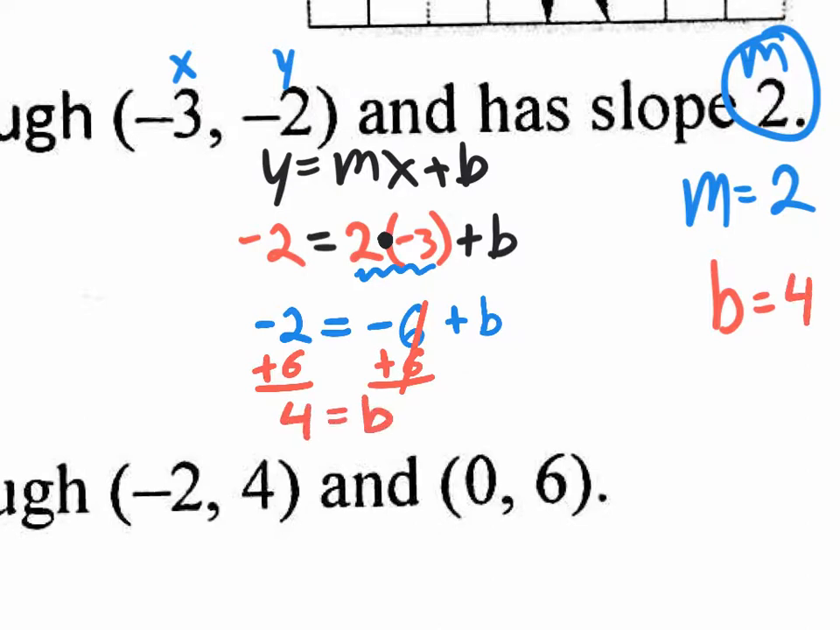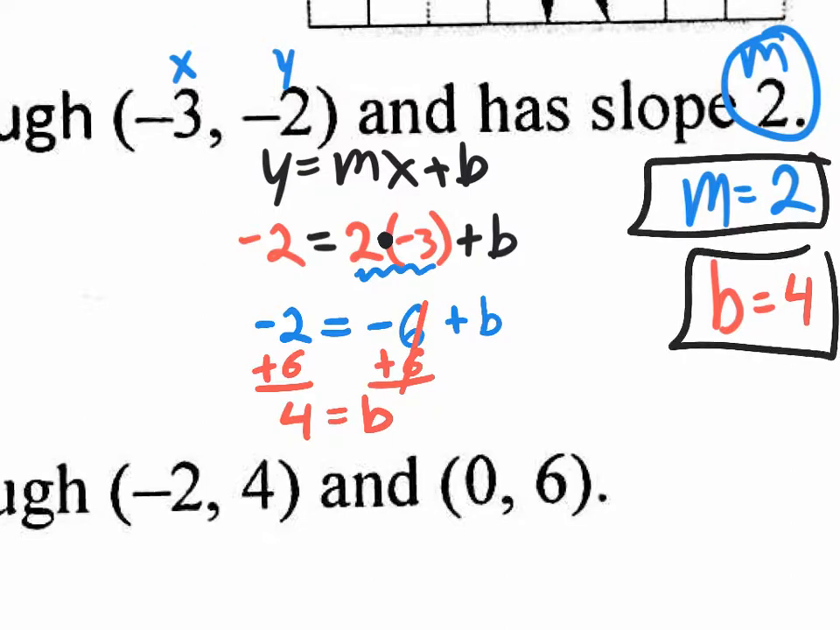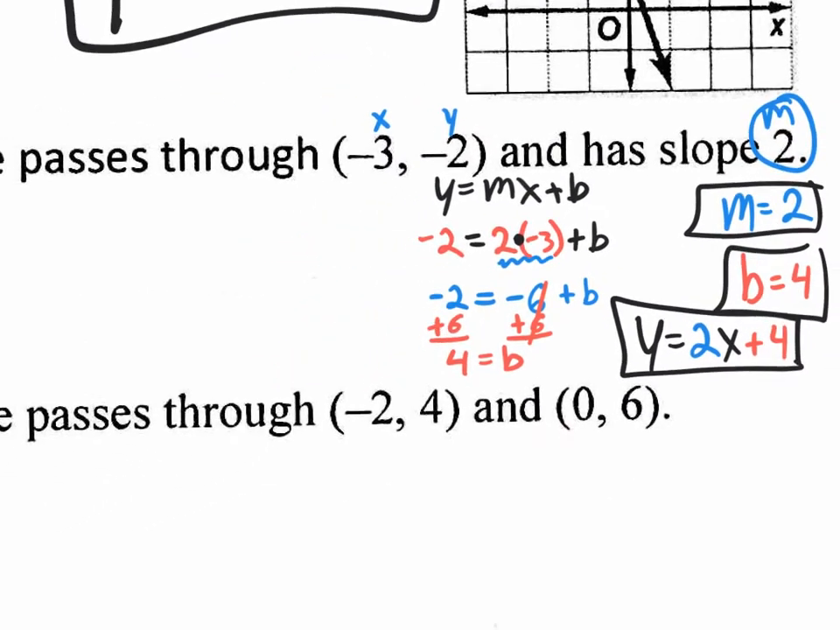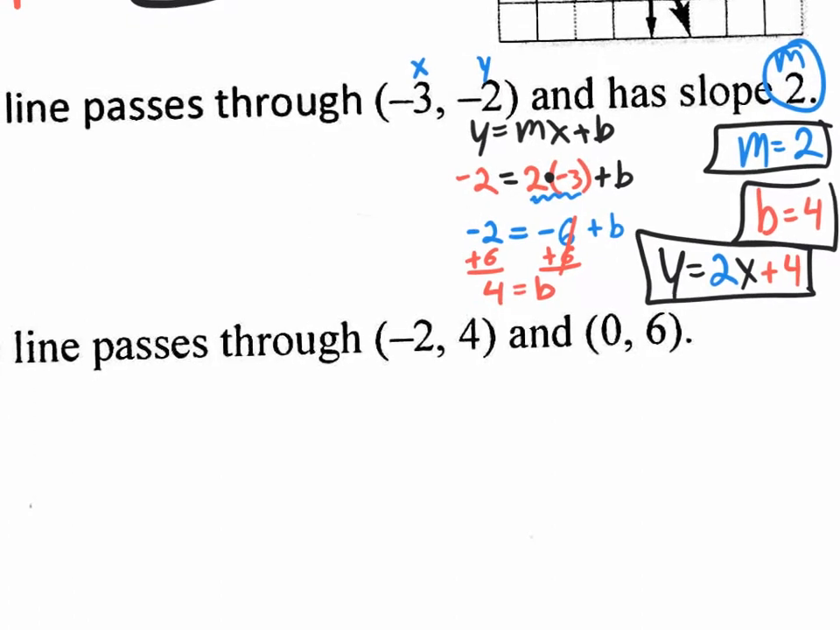So b equals 4. Now that I know my m value and my b value, now I could write my y equals mx plus b form equation. My m was 2, my b was 4. There it is. Y equals 2x plus 4. That's my equation that passes through the coordinate -3, -2, and has a slope 2. If I were to actually graph this, it will cross through that location on the xy plane.